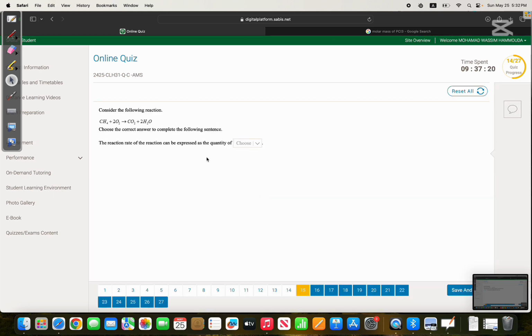Number 15. The reaction rate of the reaction can be expressed as the quantity of either the CO2 produced per unit time or the CH4 consumed per unit time. But it's okay. This is wrong because they said CO2. Wait, no, my bad. What? These two are both correct. No. This is correct because CH4 isn't produced. It's consumed. Sorry, guys.